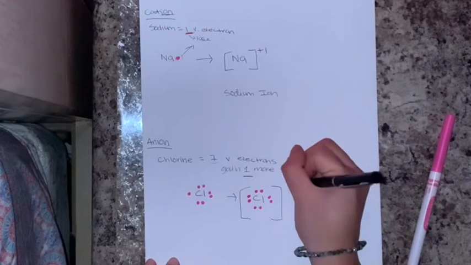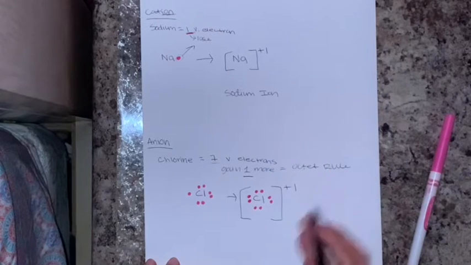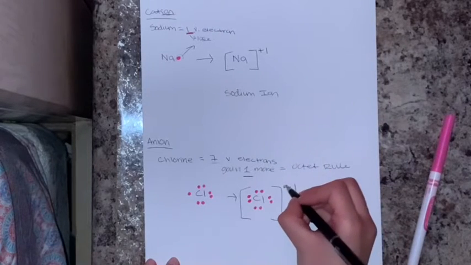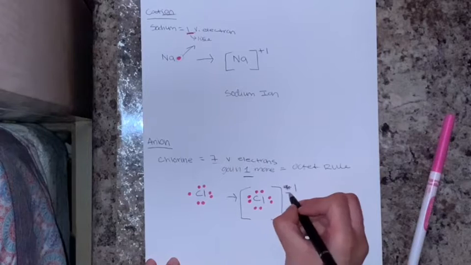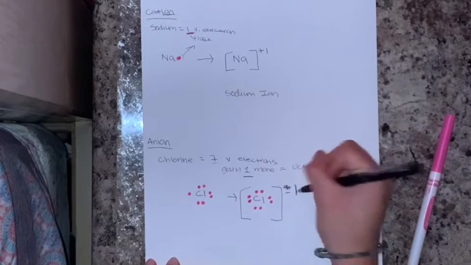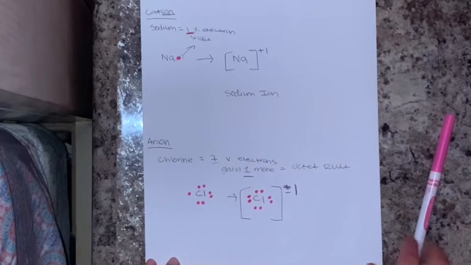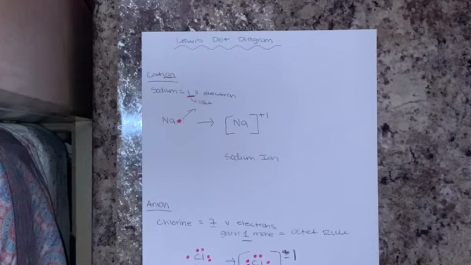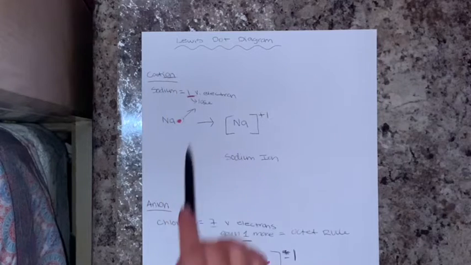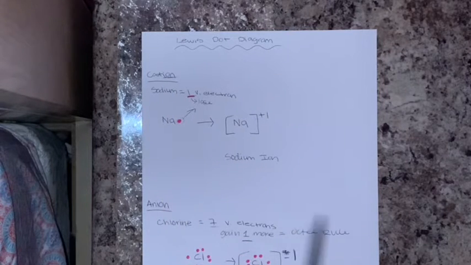And so since it gained 1 valence electron, it's going to have a negative charge of 1, since there's more electrons than protons. And I put plus by accident, but I changed that. So it's negative. It has a negative charge of 1. And here are two examples of Lewis dot diagram for a cation and an anion.